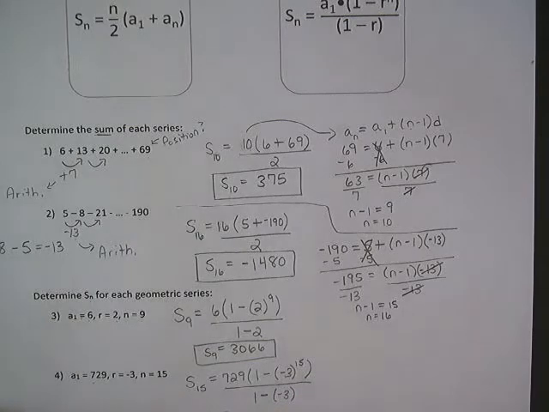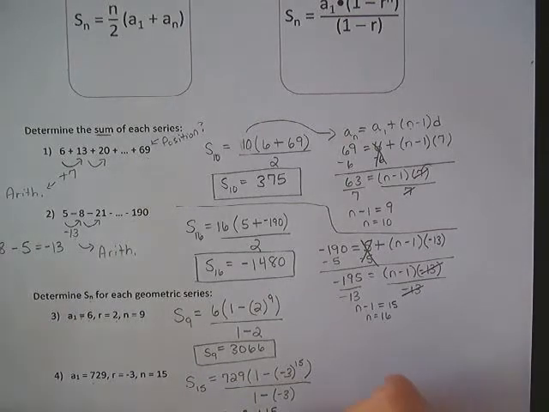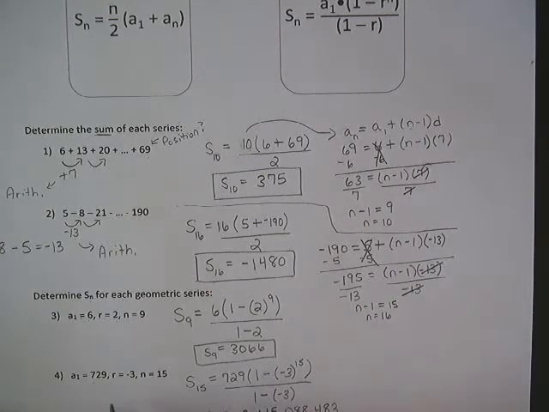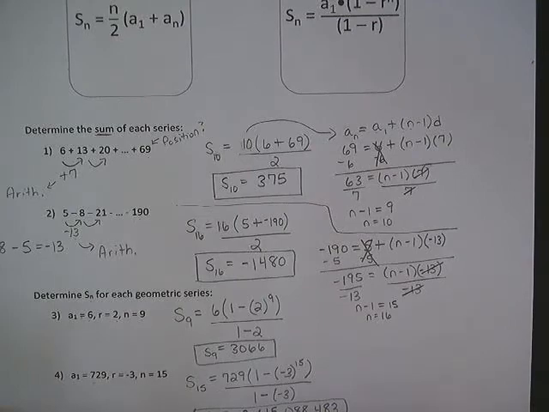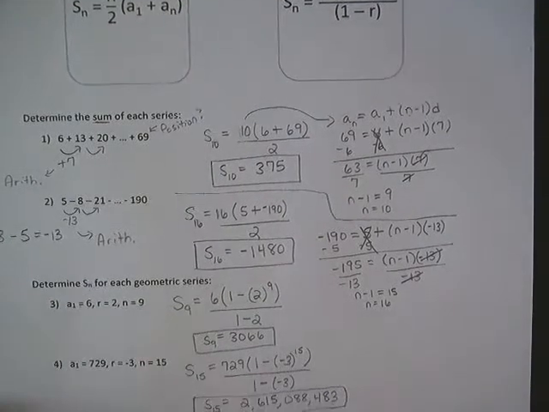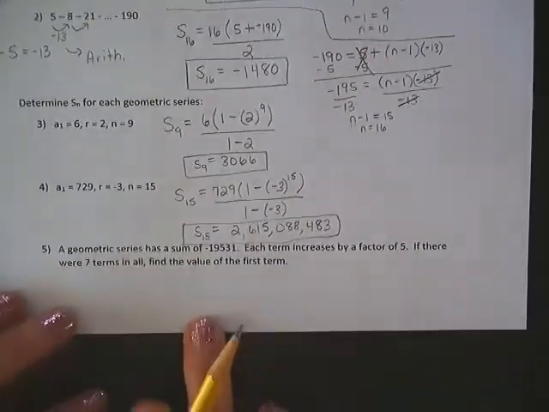And I think this one ends up being a big number. Yep, it ends up being 2,615,088,483. So in other words, if you wrote this out, the first 15 terms of this sequence, and you added them up, this would be what it adds up to equal. Okay, so, oh, sorry, you guys couldn't see that.